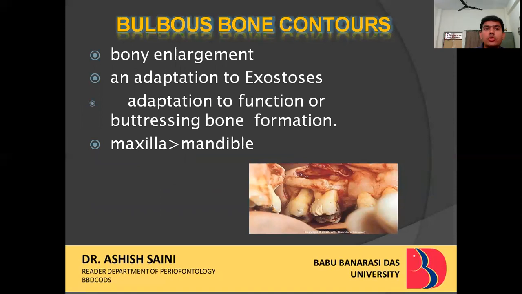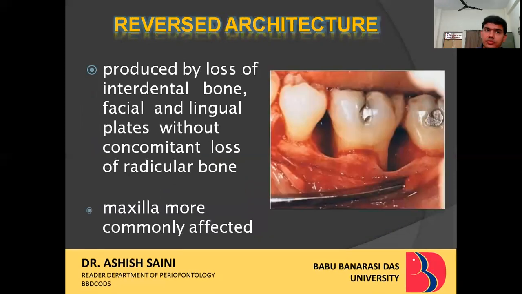Coming to bulbous bony contours, these are basically bony enlargements and adaptation to exostosis, adaptation to furcation or buttressing bone formation. They are more common in maxilla than in mandible. Reverse architecture, as the name suggests: normally the architecture is that the interdental bone is more coronal to the radicular bone, whereas you can very well appreciate from this picture that the radicular bone is more coronal to the interdental bone. There has been a loss of interdental bone, but the radicular bone is still intact. So this is known as reversed architecture.